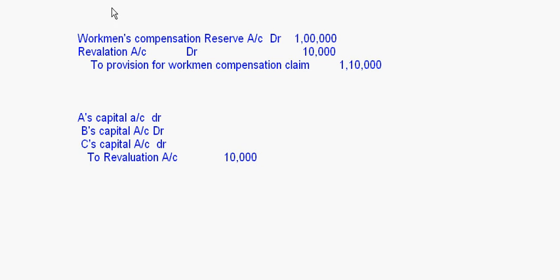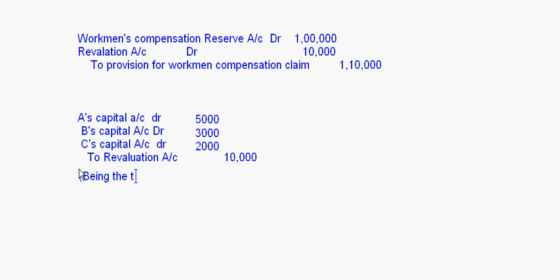So it becomes 5/10, 3/10, 2/10 again. So 10,000 into 5 divided by 10, 5,000, 3,000 and 2,000, right? Okay, so here it will be 5,000. Then 10,000 into 3 divided by 10 is 3,000. 10,000 into 2 divided by 10 is 2,000. So these are the two entries that you will be making in such a case.